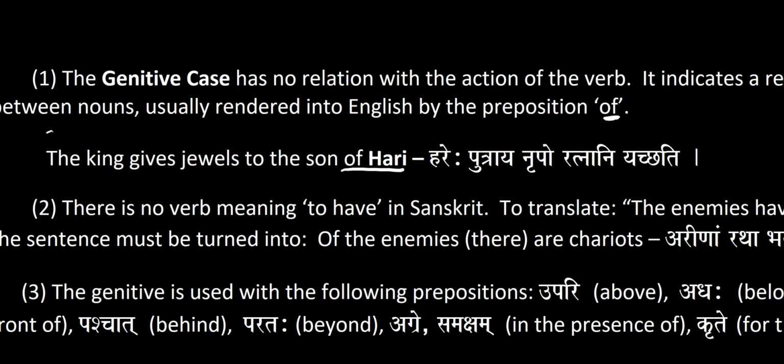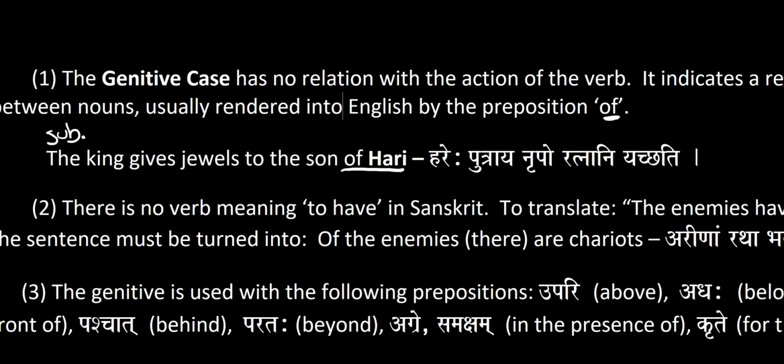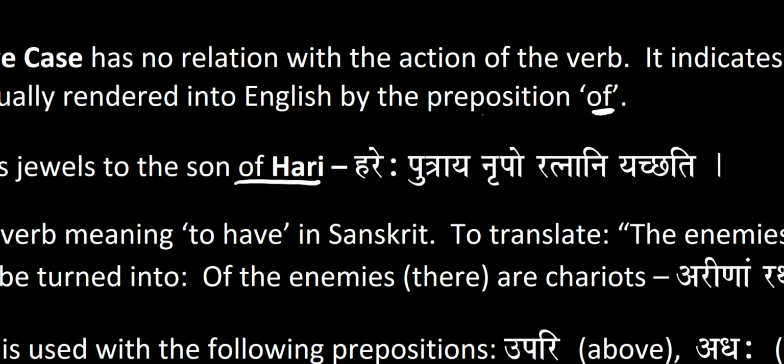So the king is the subject of the sentence because the king is giving the jewels to the son of Hari. The king is Nripa, and that is declined to Nripo, from Nripaha. It became Nripo because when a visarga is preceded by a and is followed by a soft consonant, in this case the ra in Ratnani, then that visarga changes into an O. So this is the subject. The subject is usually represented by the nominative case, and this is singular for one king.